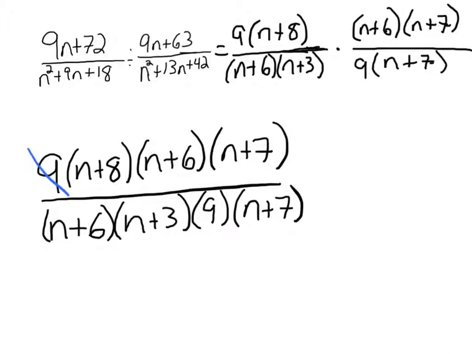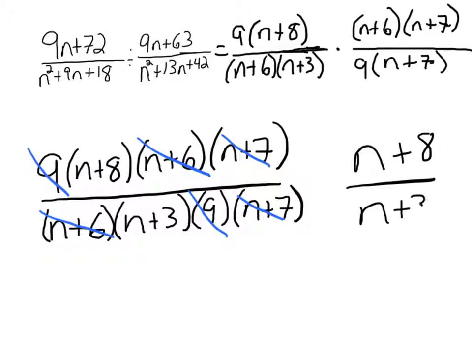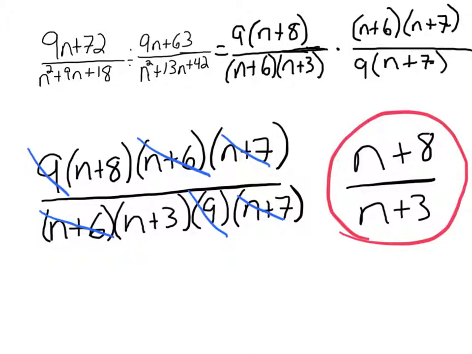I've got a 9 on top and a 9 on bottom. I'm going to cross those two off. Okay, then I've got an n plus 6 on top and bottom. I'm going to cross those off, and an n plus 7. The only thing I'm really left with here is I've got an n plus 8 and an n plus 3. So now I'll write my answer. Those two can't be reduced at all. So now I've got n plus 8 over n plus 3. And that is my answer on this one. So it's a pretty complicated problem, but as long as you go slow and take your time, you'll be okay.